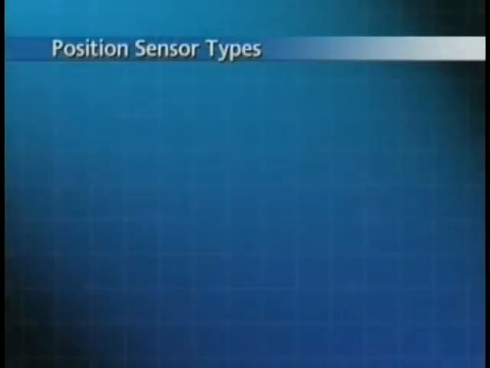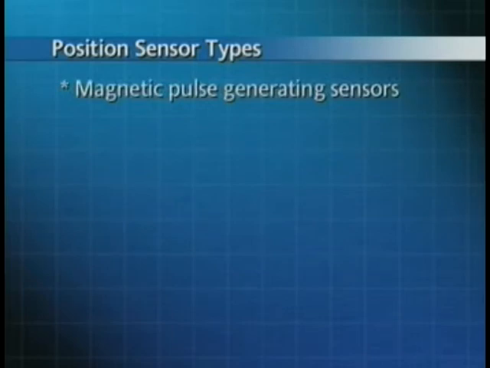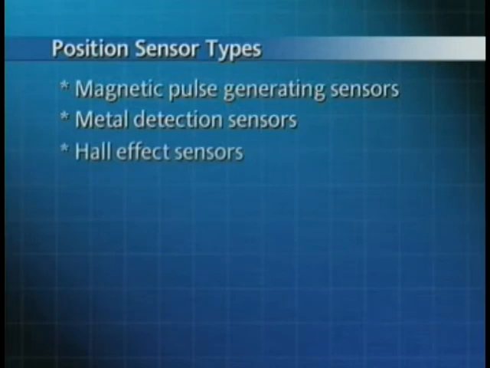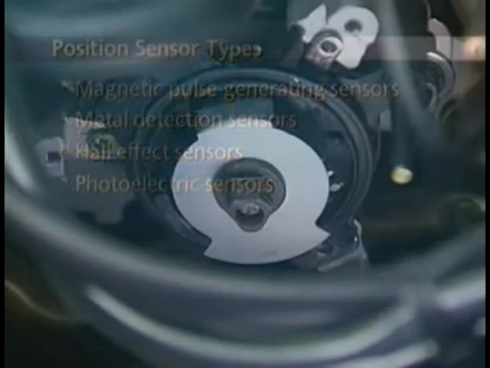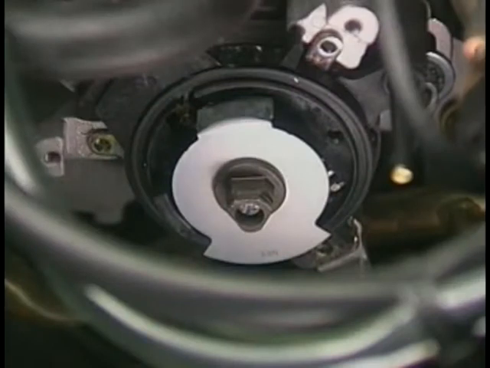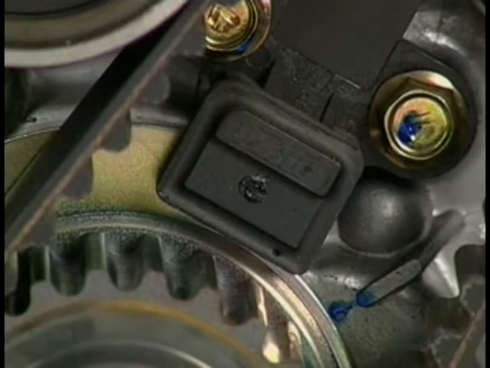These sensors can include magnetic pulse generating sensors, metal detection sensors, Hall effect sensors, and photoelectric sensors. The mounting location of the sensors depends on the design of the ignition system. On distributor-based systems, the sensors can be mounted in the distributor, or they can be located on the crankshaft near the harmonic balancer.